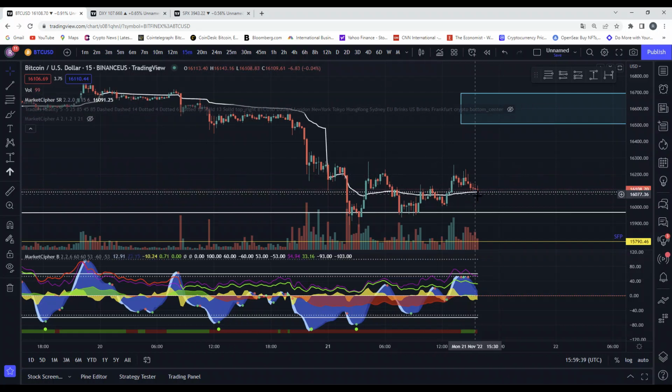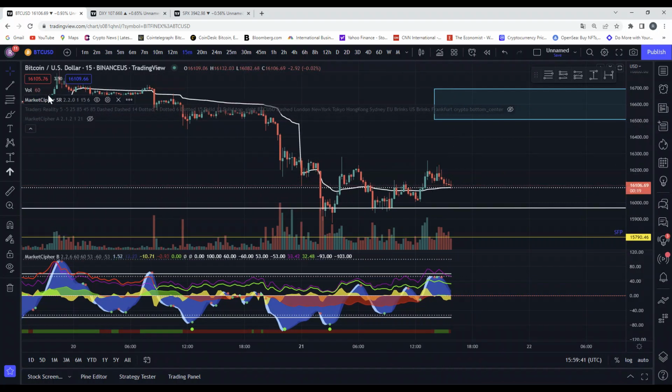Right now we're also battling with that VWAP, that's the white line that you see here on the screen. It would actually be a very nice moment to bounce off and then go higher. If I see something that I like, then I will definitely take the long, but for now on the sidelines.